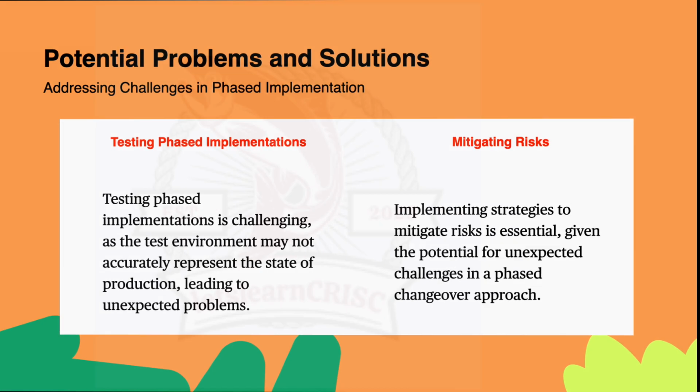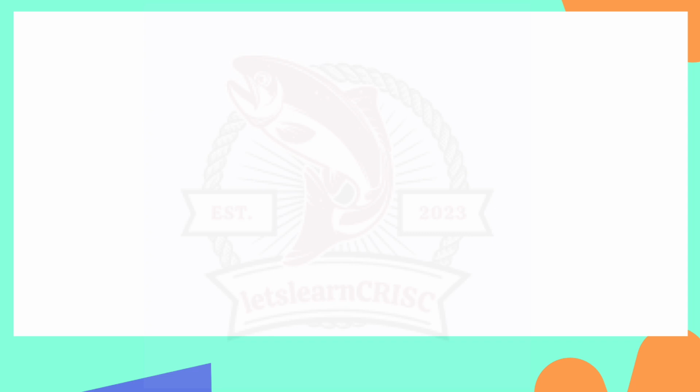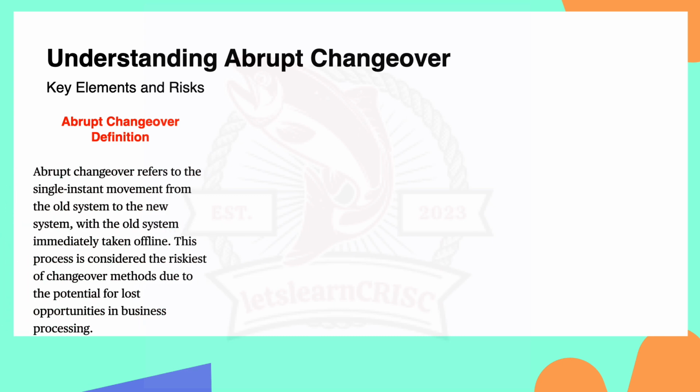Right? Next is about managing abrupt changeover in the business processes. Friends, in managing abrupt changeover, the key elements and the risk. That is, first is the abrupt changeover definition. Friends, abrupt changeover involves swiftly moving from the old system to the new one with the old system immediately taken offline. Right? It is like flipping a switch, right? Making the changes happen in a single instant, right?